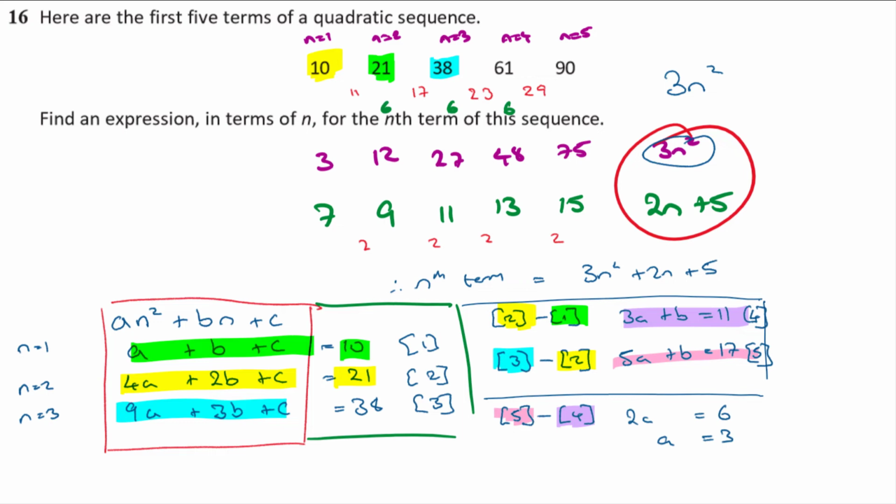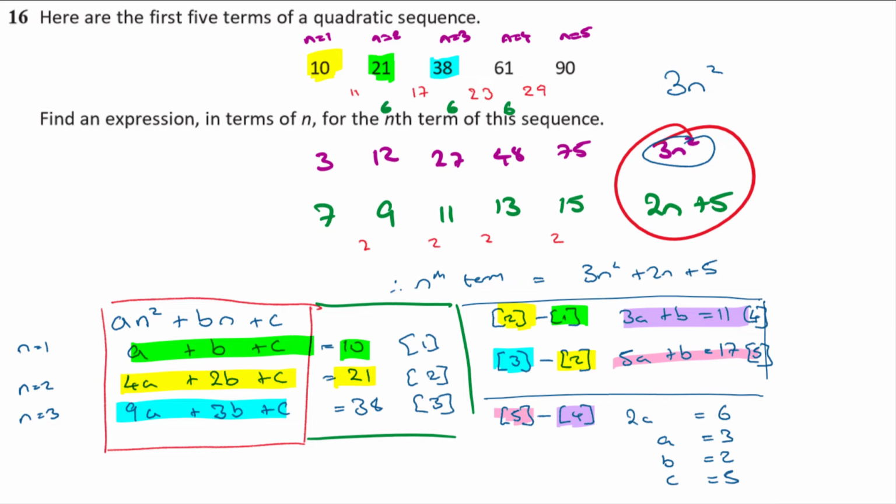So 3 lots of 3 is 9. 9 plus what is 11? That tells me b is 2. Okay, and once I know b, then I can sub all those back into the first equation. a plus b plus c is 10. So a plus b is 5. And then what do I have to add on to get 10? It must be 5, so c is 5. Okay, so there are my solutions. a is 3, b is 2, and c is 5.